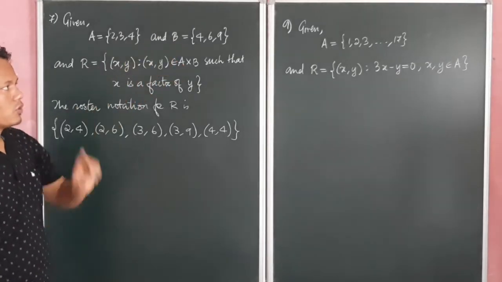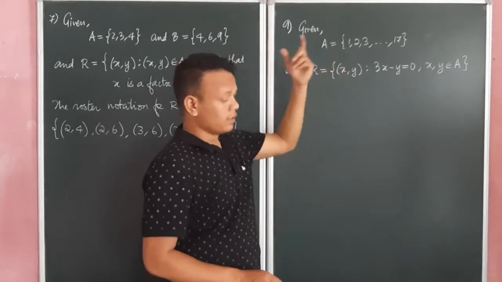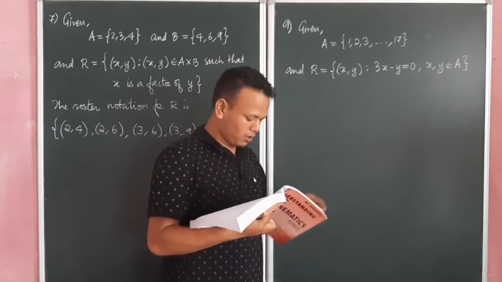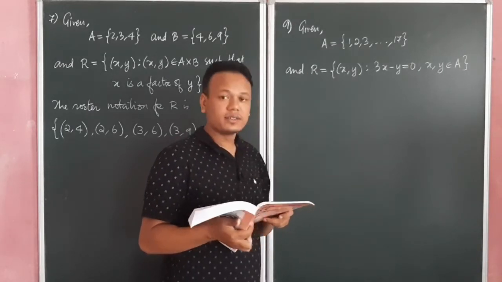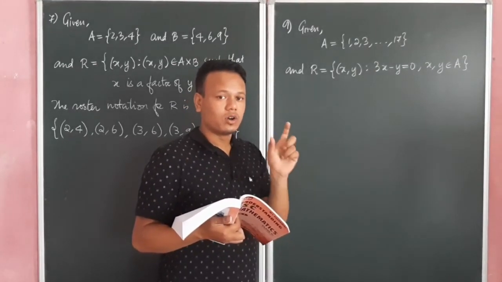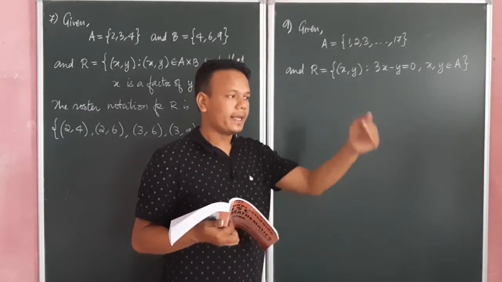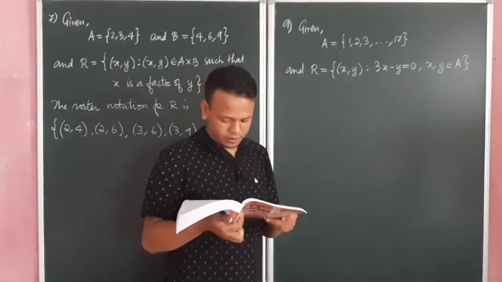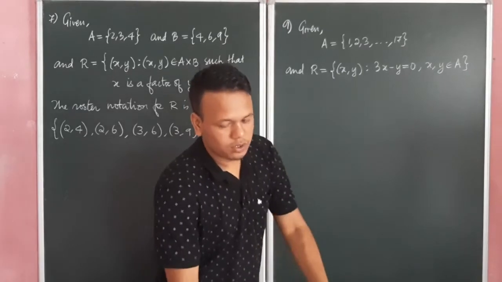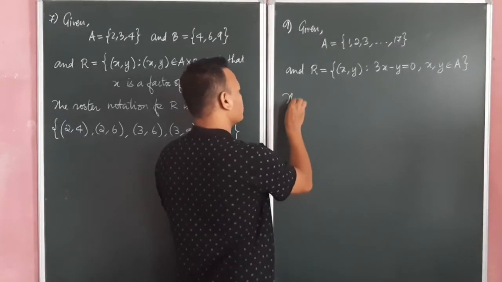Alright, fine. Now let's move on to the 9th question. So question number 9 says, let me read the question for you. If A equals to this set and R is a relation on A, it is said R is a relation on A. Now what is the meaning of this? This means that relation R is from A to A, and this R is defined in this way. You need to write this relation again in roster form. So you will again write the roster notation.